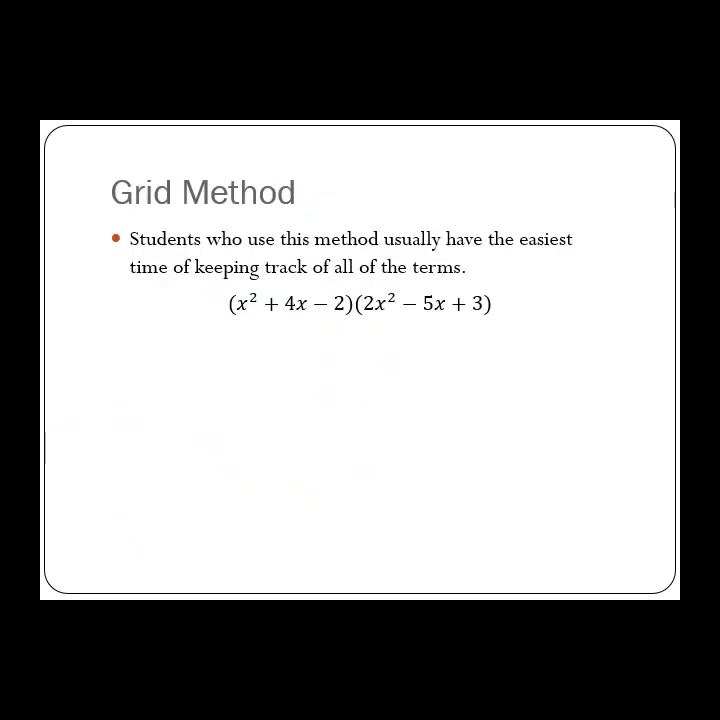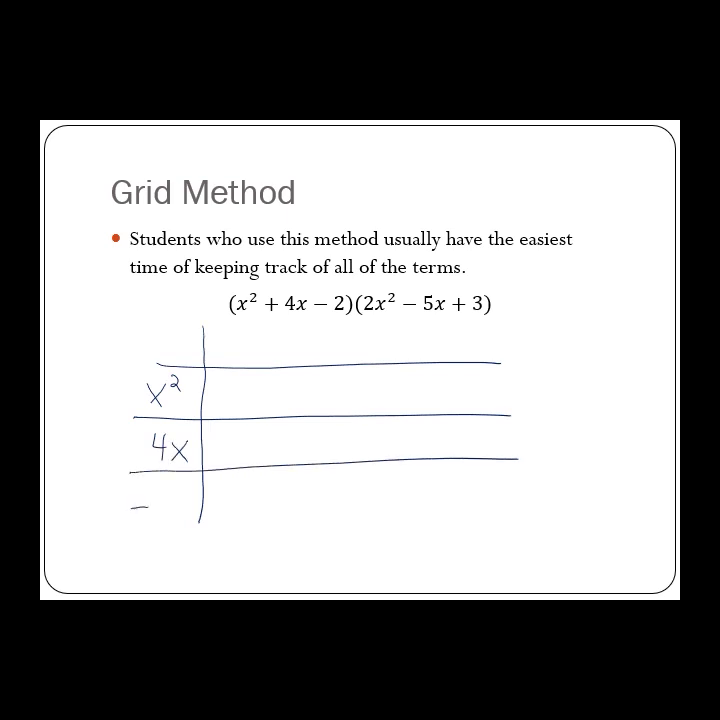One of the methods I actually like the most, which was new to me when I started teaching this class, is to use a grid to keep track of everything. So I'm going to write the first polynomial, x squared, 4x, and negative 2. Those are the terms in the first polynomial. And these are the terms in the second polynomial.